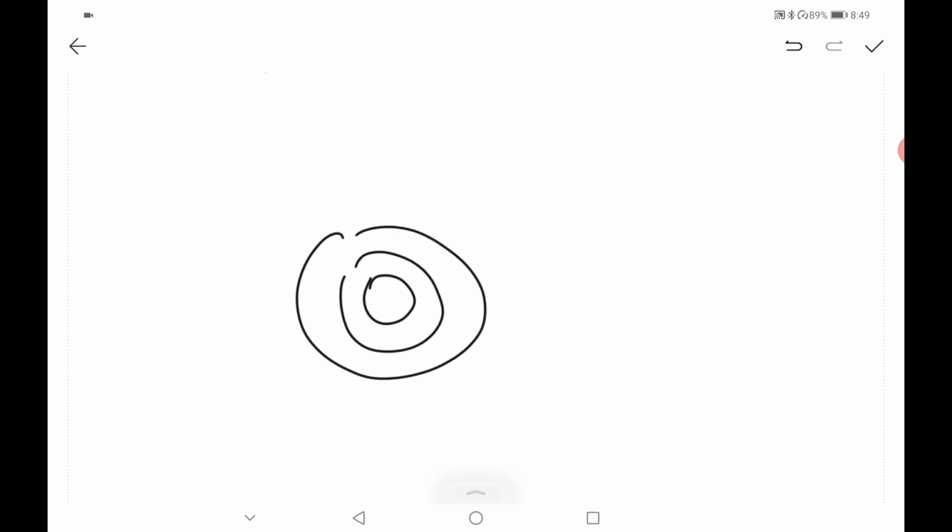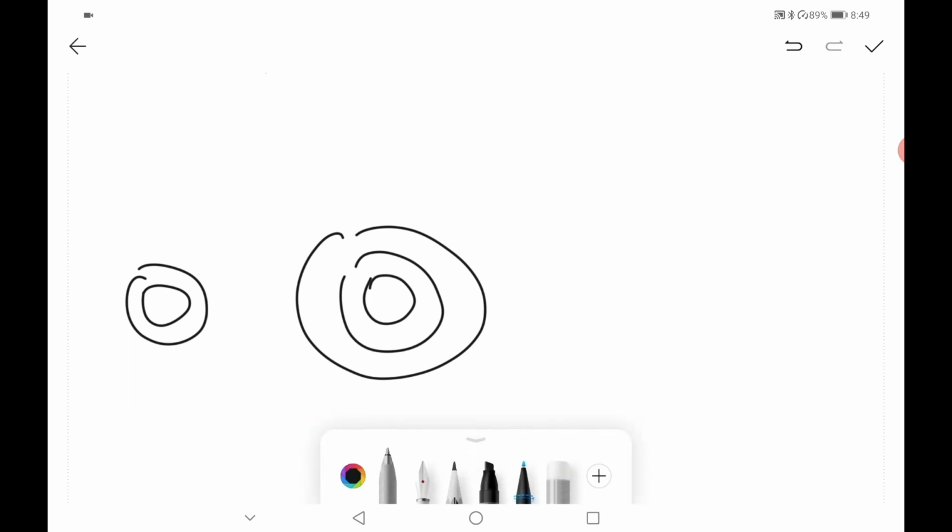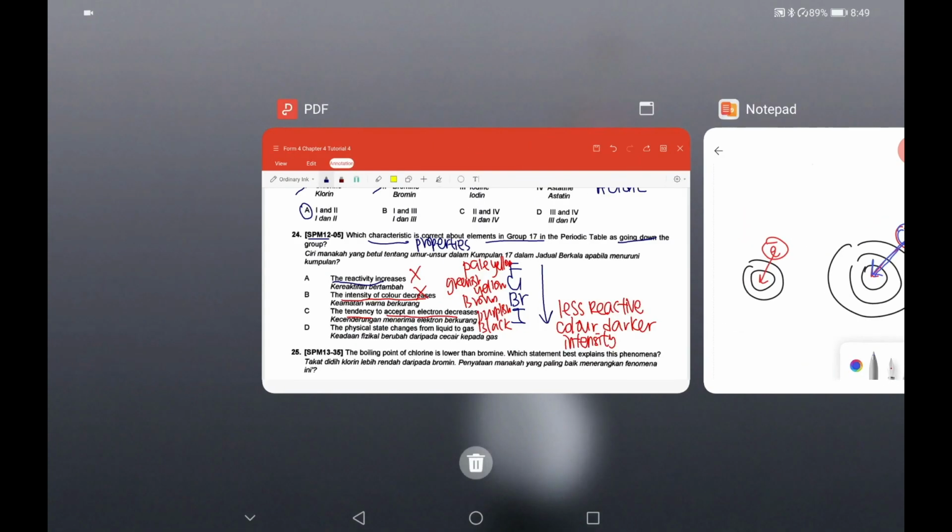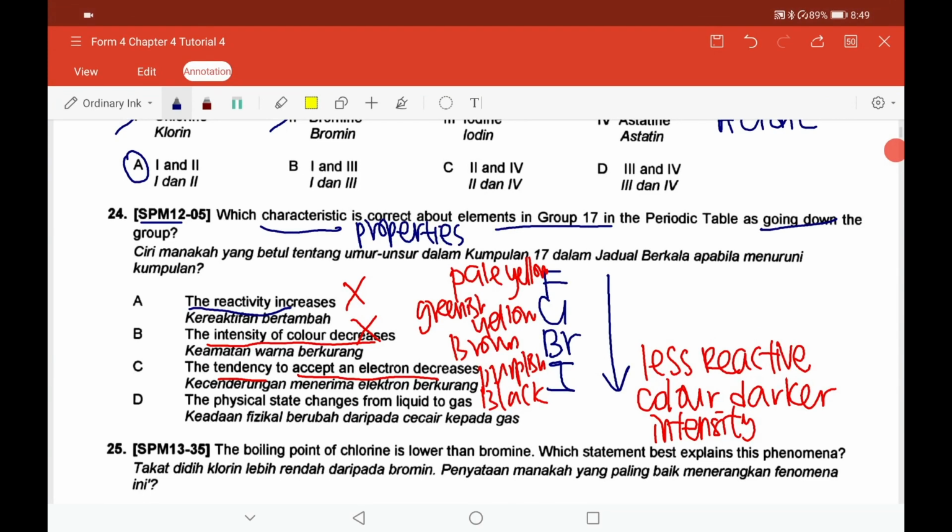Okay, going down the group, we have more and more shells. When we have more and more shells, now the electron is far away from the nucleus. When the electron is far away from the nucleus, the nuclear attraction becomes weaker. So when nuclear attraction becomes weaker, it's very hard to attract. It's very hard to pull the electron. Okay, so the answer C is correct.